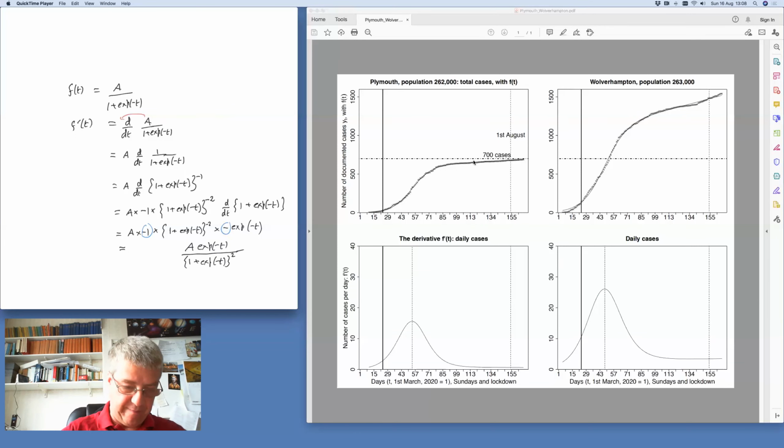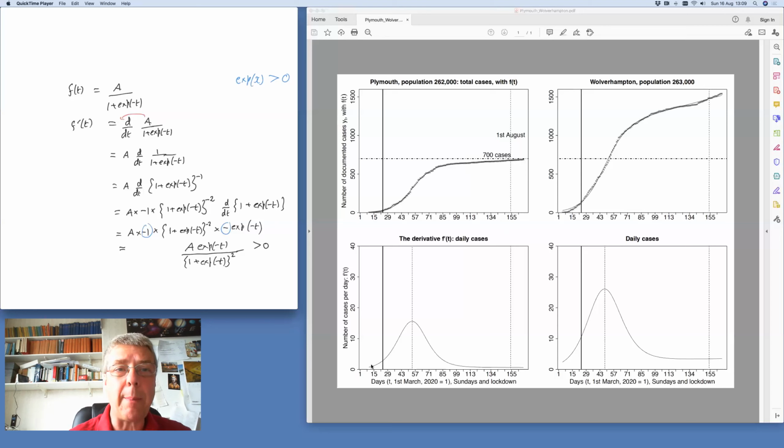Now, it's a very nice feature of the exponential function that exp of x is always greater than 0 for any real number x. So what I can see from this is I've got a, which is a positive constant, I've got something that's positive, and then something that's positive on the bottom that's squared. So my derivative is always going to be positive. And that's good because it's modeling the total number of documented cases, which is always increasing. So the derivative is sensible.